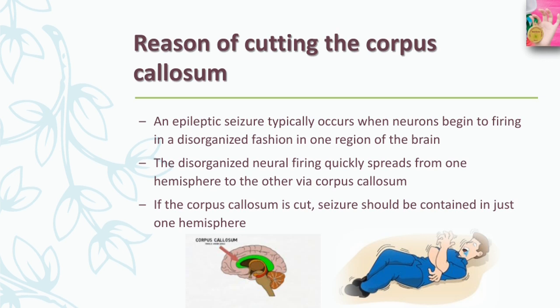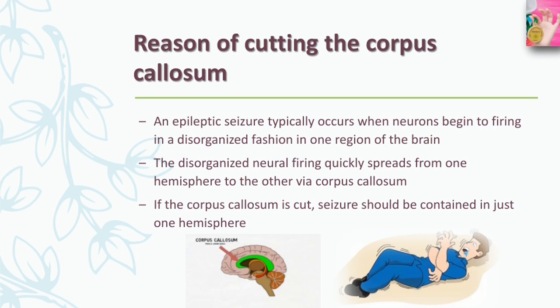The answer is that an epileptic seizure typically occurs when neurons begin firing in a disorganized fashion in one region of the brain. The disorganized neural firing quickly spreads from one hemisphere to the other through the corpus callosum. So if the corpus callosum is cut, seizures should be contained in just one hemisphere, reducing their severity or eliminating them altogether. This is exactly what happened when the split brain operation was first tried in the 1940s.